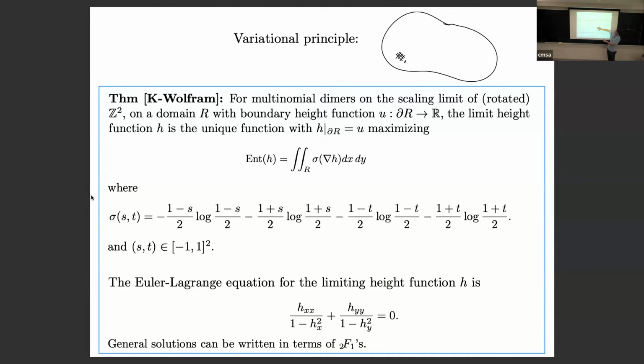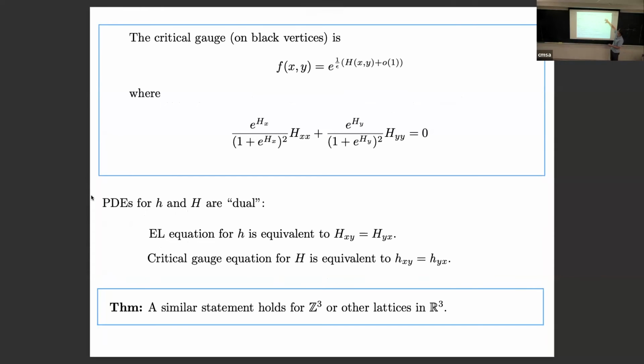And from this variational principle, you can find the Euler-Lagrange equation for the limiting height function. In terms of the height function, it's some sort of nonlinear Laplacian equation, h_xx over 1 minus h_x squared, plus h_yy over 1 minus h_y squared. It also looks a little bit like a minimal surface equation, except that there's no cross term. It's almost exactly the minimal surface equation without the cross term. Maybe there's a sign missing somewhere; maybe for the minimal surface, this is a plus. But if you formulate it in terms of the critical gauge, which I did two slides ago, you get a very different looking equation, but these two equations are related to each other. They're dual in some sense.